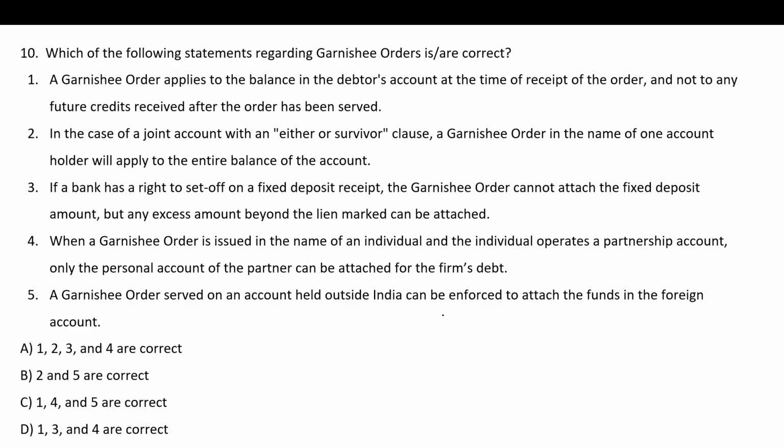If a bank has a lien set up on FDR, the garnishee order cannot attach the fixed deposit amount, but any excess amount beyond the lien mark can be attached. So yes, garnishee order cannot attach the fixed deposit amount, but excess can be attached. So this statement is also correct. When a garnishee order is issued in the name of an individual and the individual operates a partnership account, only the personal account of the partner can be attached for the firm's debt. So if it's an individual name, then only personal account will be attached. So this is correct.